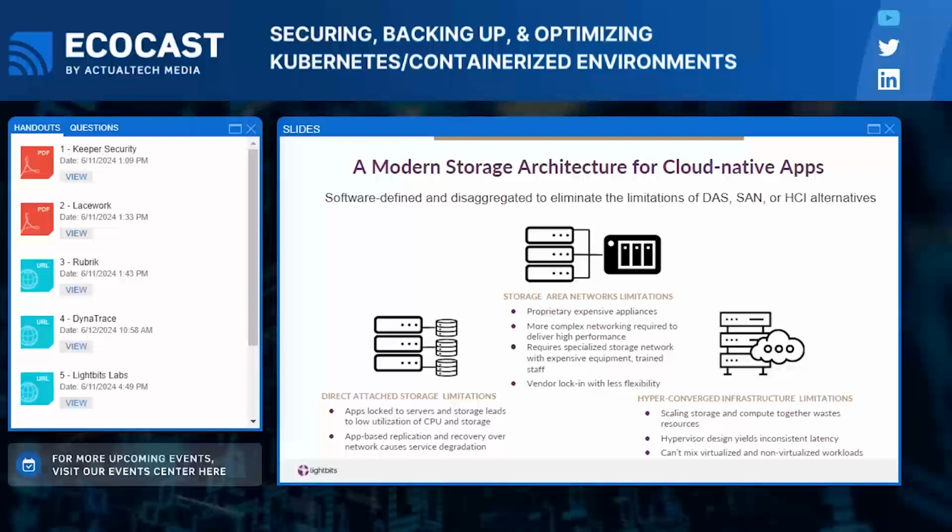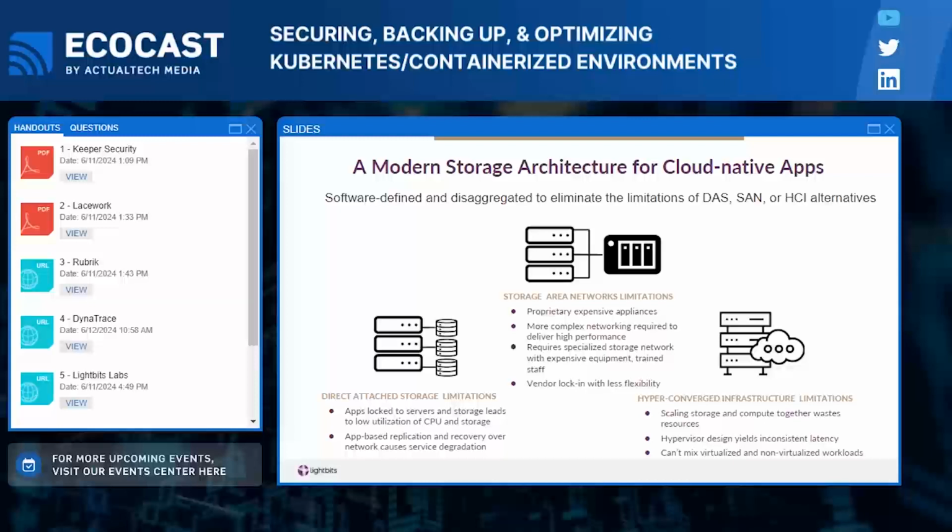So Lightbits is trying to tackle these three areas, right? Direct attached storage and the limitations that come with it, traditional SANs and the limitations that come with them, as well as hyperconverged infrastructure and their limitations. I'll just talk about a couple of the limitations that we come across often when it comes to our customers migrating applications to Kubernetes or just running their applications across heterogeneous environments with Kubernetes.